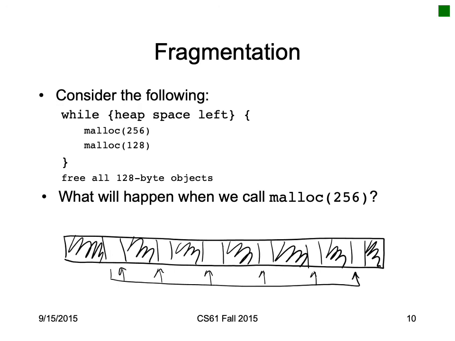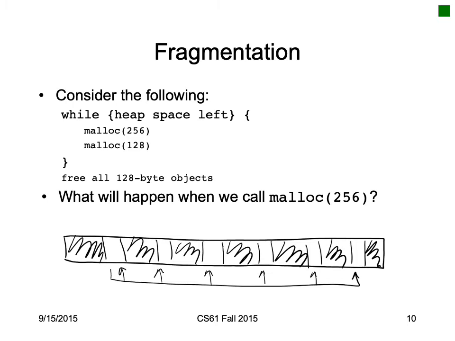Now that we've discussed alignment, I want to talk about a last topic called fragmentation. So I want you to consider the following workload. Let's imagine that as long as there's heap left, in other words, as long as malloc continues to return something as opposed to null, we malloc 2 pieces of information. So first a 256-byte piece of data and then a 128-byte piece of data. And we just keep repeating this until we fill the entire heap.